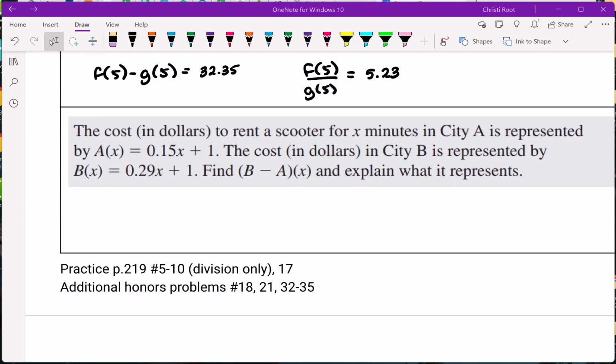Okay, so take a second and look at this last one. It is a modeling problem, and they're going to want you to apply this to real life. Take a second and work it out. Pause the video and unpause it and see if you get the answer correct.